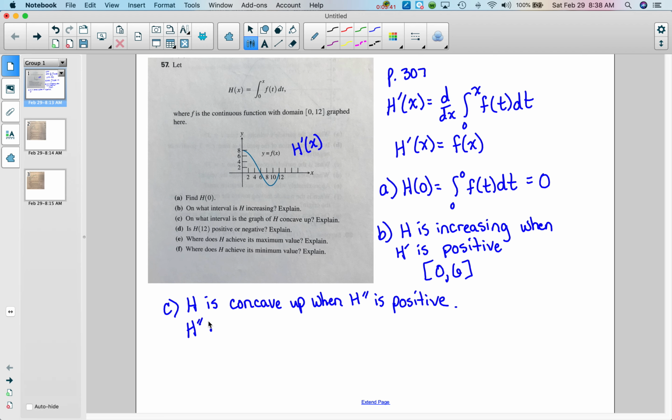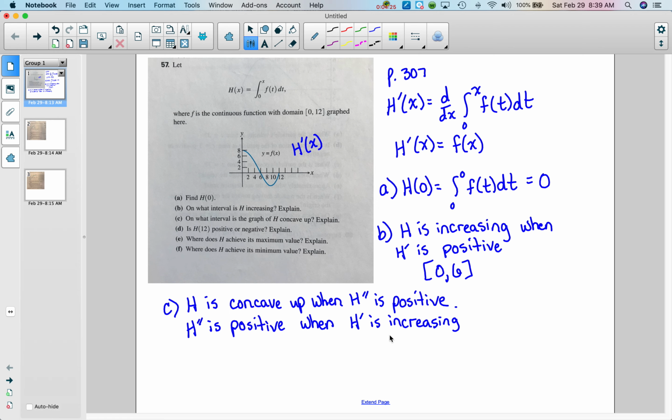H double prime is positive when h prime is increasing. Think about what we said just a minute ago. H is increasing when h prime is positive. In general, a function is increasing when its derivative is positive. So h prime is increasing when its derivative, which is h double prime, is positive. It's exactly the same relationship between h prime and h double prime as we have between, say, any generic function f of x and f prime of x.